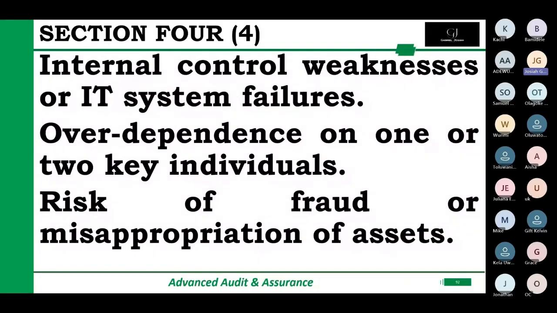So internal control weaknesses or IT system failures are within management's purview. They could work on it, get reliable and good hands to handle those areas. Overdependence on one or two key individuals, who if they leave could disrupt operations, is an area that could be handled by management. Train, retrain, and upgrade staff, have backups and all that. Risk of fraud or misappropriation of assets are also internal risks that could be handled by management. They are primarily responsible for this.